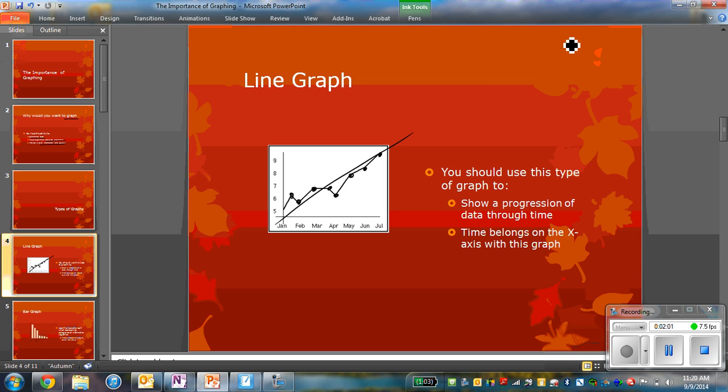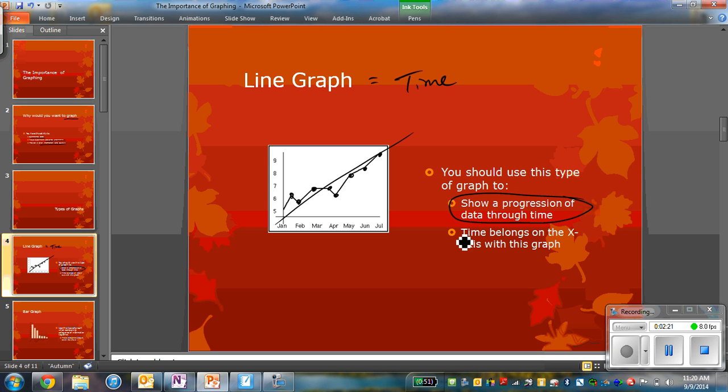The most important thing you have to remember about line graphs is that you only use line graphs when time is involved, okay? Because line graphs show progression through time. So unless you're using time, you shouldn't really be using a line graph, because it's only appropriate there.